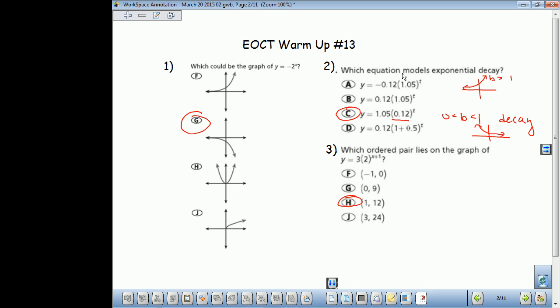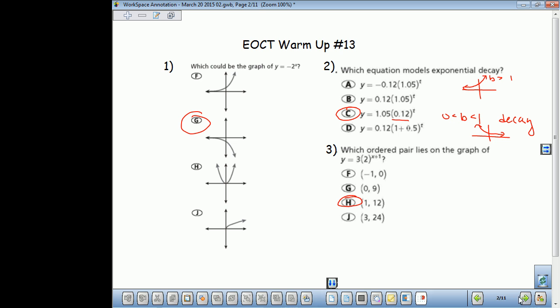Number 2, which equation models exponential decay? Now remember, in growth, our multiplier is greater than 1. In decay, our multiplier is between 0 and 1. So if we look at our choices here, only C has a multiplier that is less than 1. Number 3, which ordered pair lies on the graph? Well, all you had to do was plug in your x and see which one gave you the correct y, which in this case is choice H.